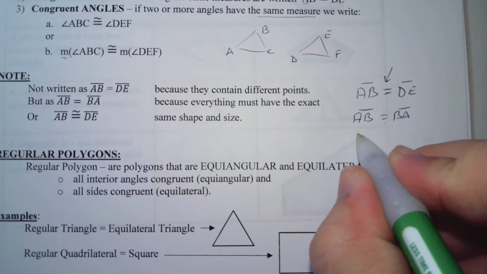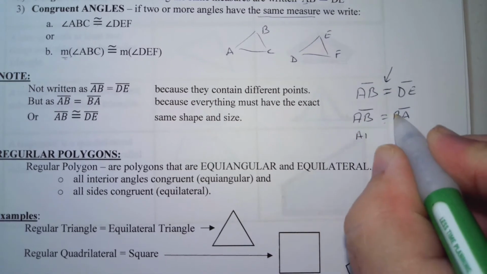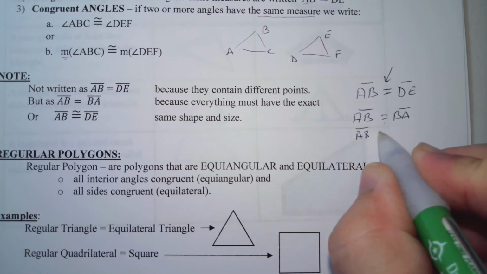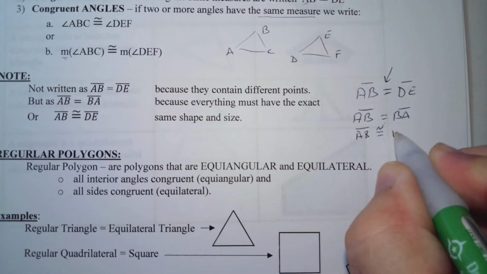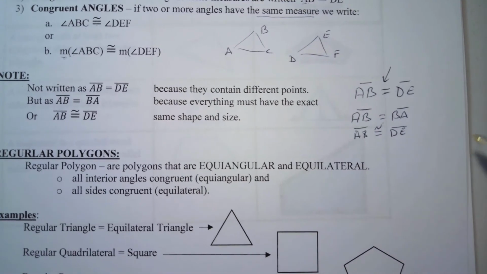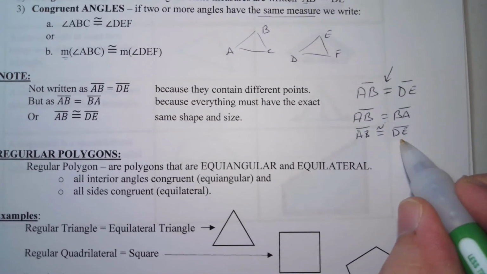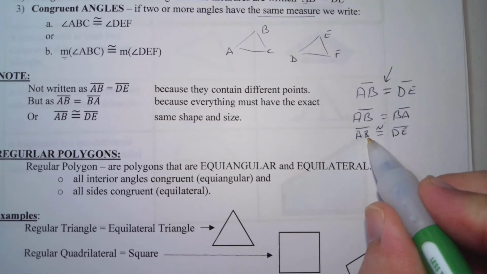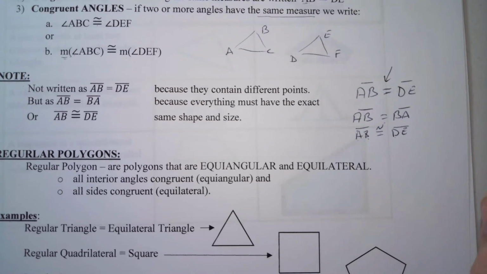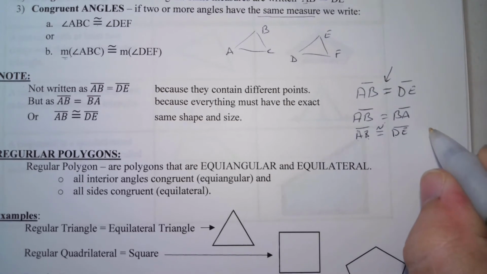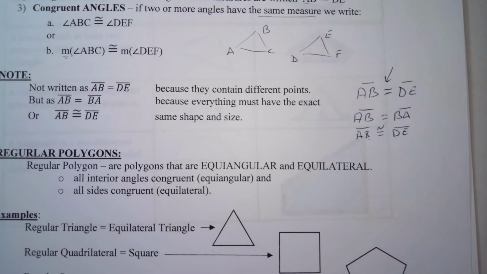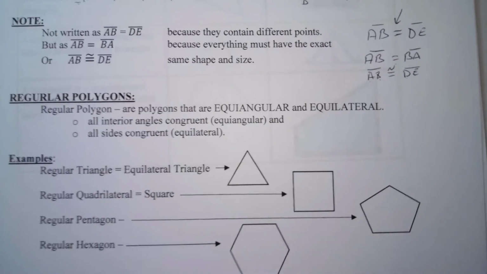You could also, if that's true, and this is true, what this says is the line segment AB is congruent to line segment DE, meaning everything about it's the same. It's the same length, same angle from wherever else it is, so it's a copy of it.